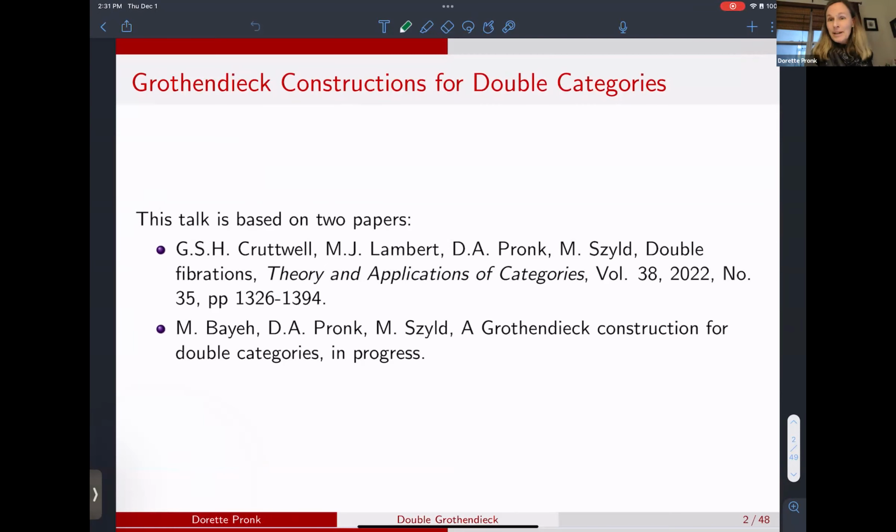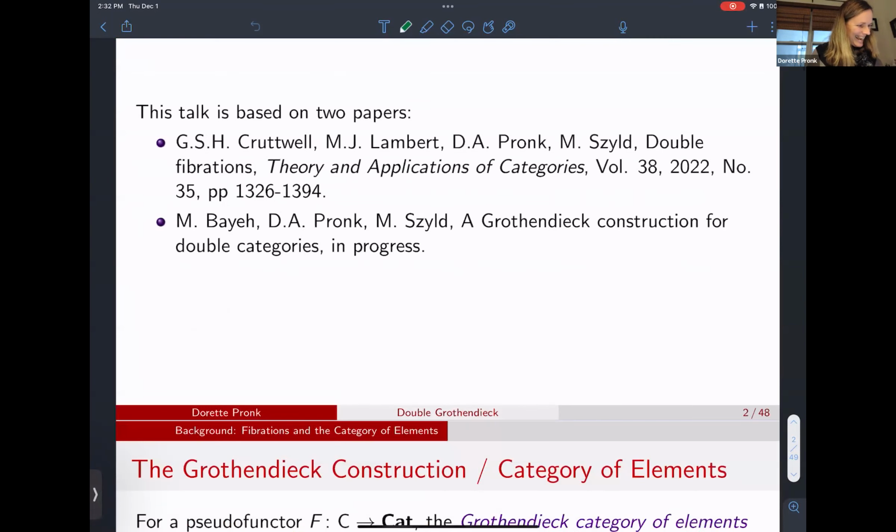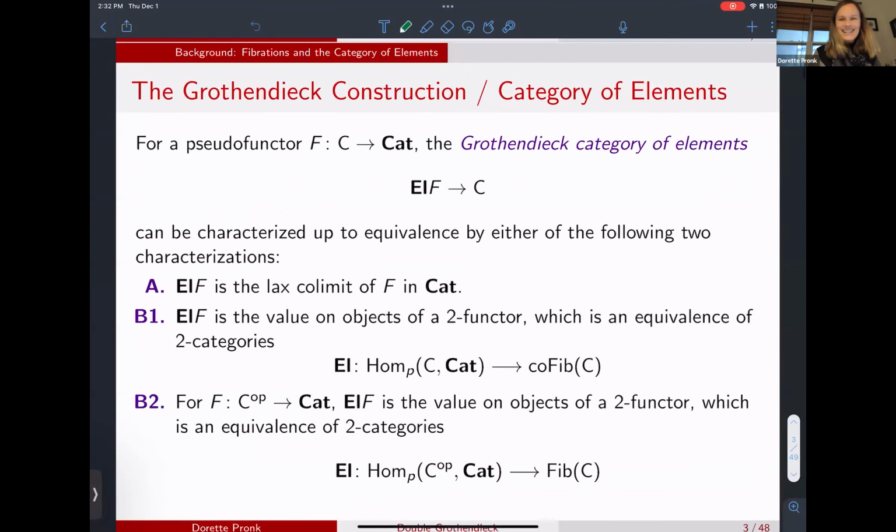Let me just start by saying who my co-authors are on this project. It's actually two papers. One is finished, the other one we're almost finished. This is joint work with Jeff Grotwell, Michael Lambert, who will be speaking later this week on something else but related, and Martin Shield and Margie Bayer. The first paper has already appeared in TAC, and the other one is almost finished, hopefully done before Christmas. Not published before Christmas, but at least written.